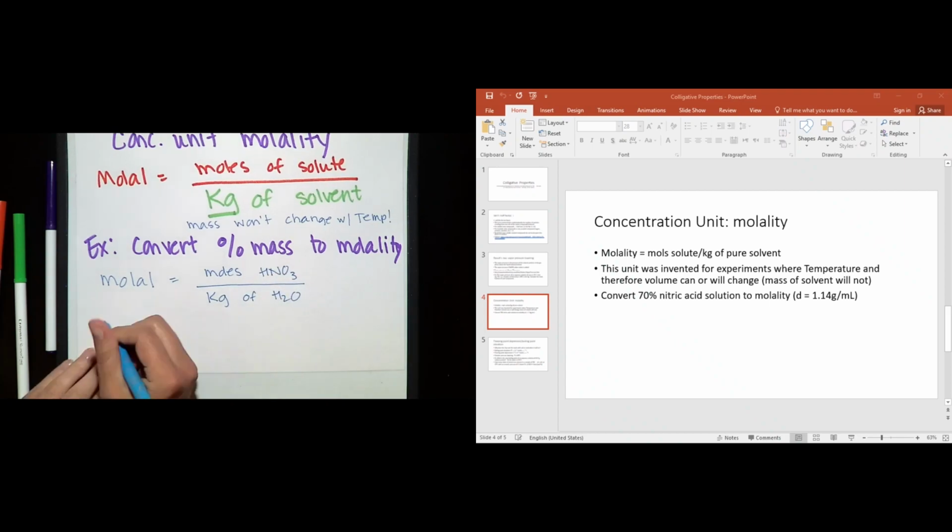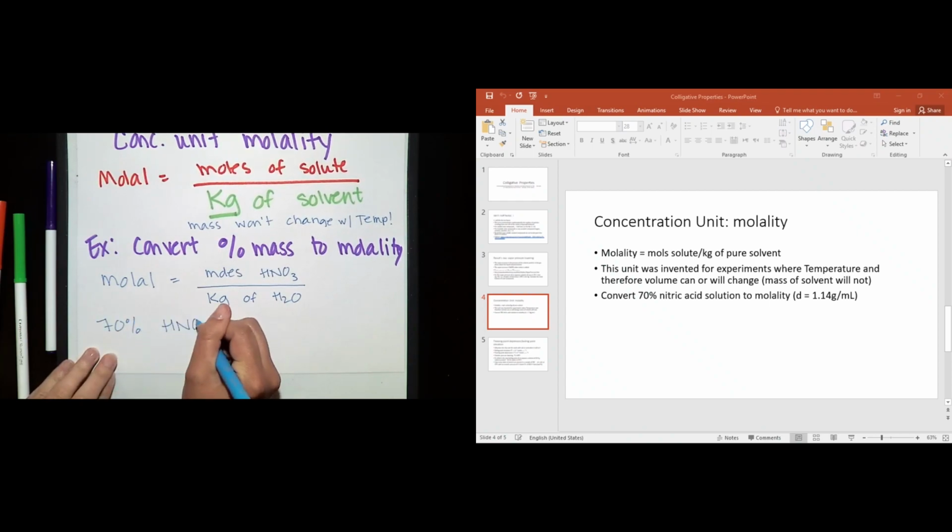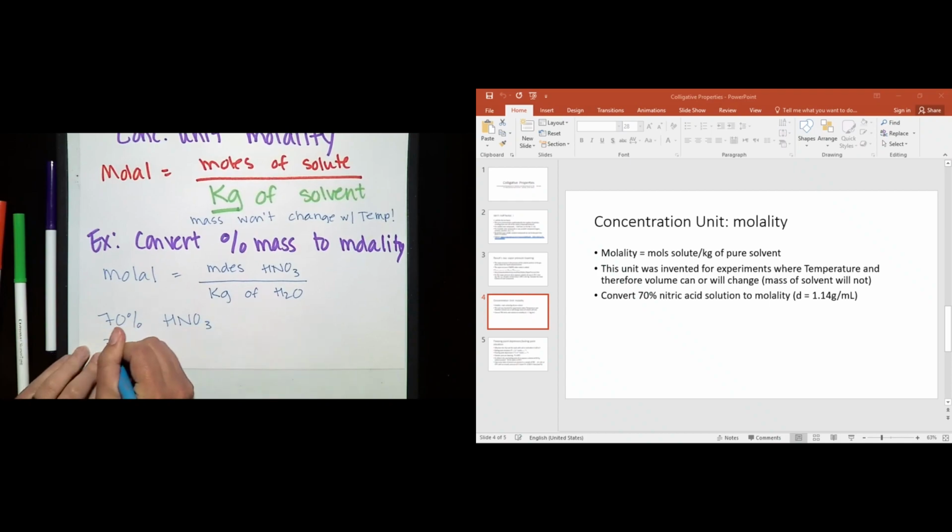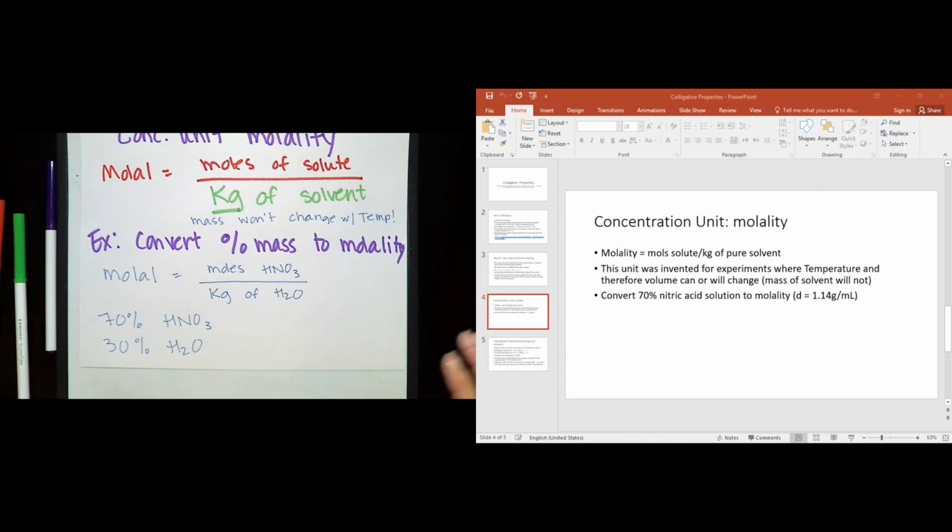Okay, so if I have 70% HNO3, that means 30% is water. This is a really concentrated solution. Nitric acid is also a super duper oxidant, so it in fact has to be stored separately from other acids. It's like the bad guy of acids.